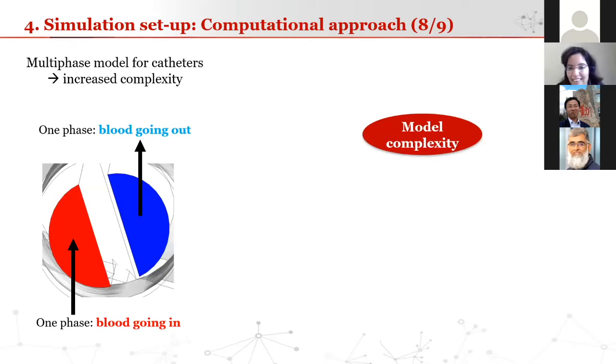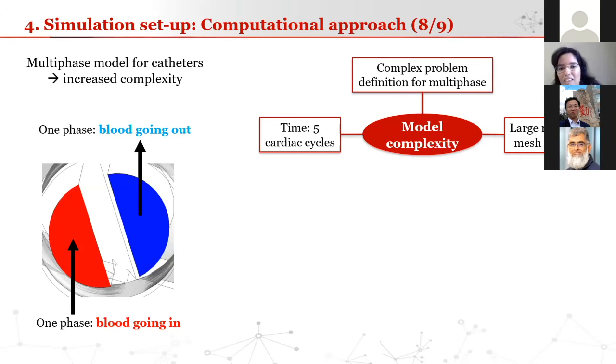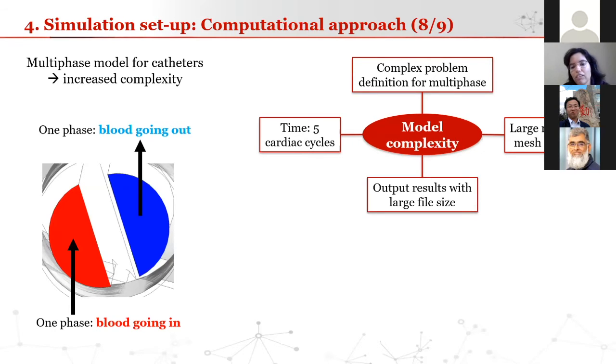So in the end, we ended up having a complex model where we had to simulate 5 cardiac cycles. We had a very large number of mesh elements, several thousands. Actually, the catheter models were about 3 million elements, so you can have a notion of the amount of complexity here. The multi-phase model again added another set of extra equations to solve, and the results that were outputted by the models were very large.